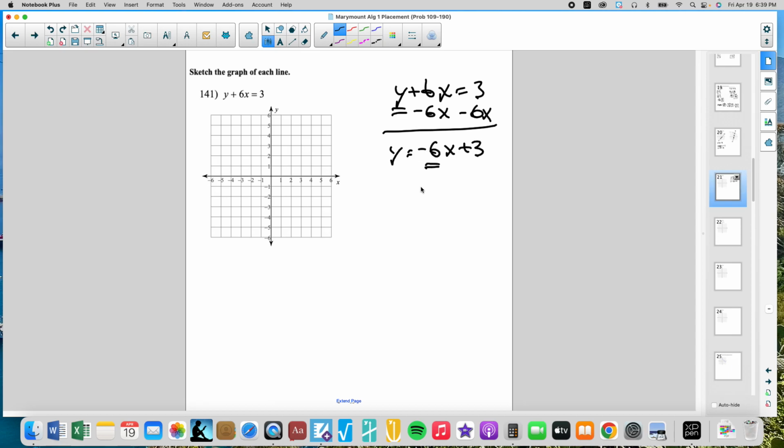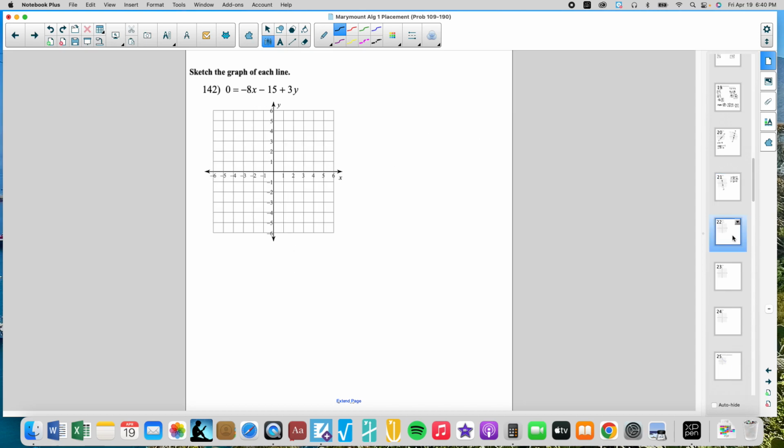So my slope is negative 6. My y-intercept is 3. Let's go to the y-intercept. And then slope is negative 6, down 6, 1, 2, 3, 4, 5, 6, right 1. And that is going to be enough for me. Just moving them around a little bit, because the next point would have been off of the grid. So that's why I can only plot 2.